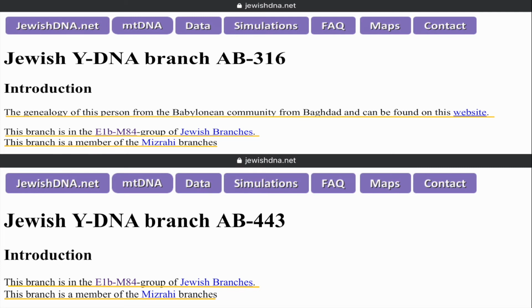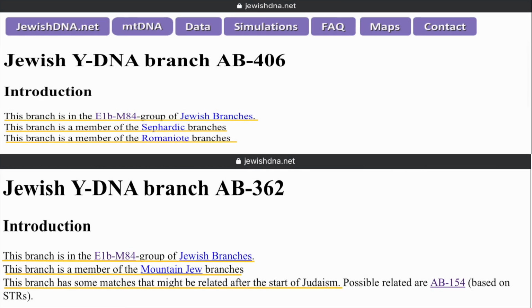This branch is in the E1b-M84 group of Jewish branches. This branch is a member of the Mizrahi branches. This branch is in the E1b-M84 group of Jewish branches. This branch is a member of the Sephardic branches. This branch is a member of the Romanite branches. This branch is in the E1b-M84 group of Jewish branches. This branch is a member of the Mountain Jews branches. This branch has some branches that might be related after the start of Judaism.